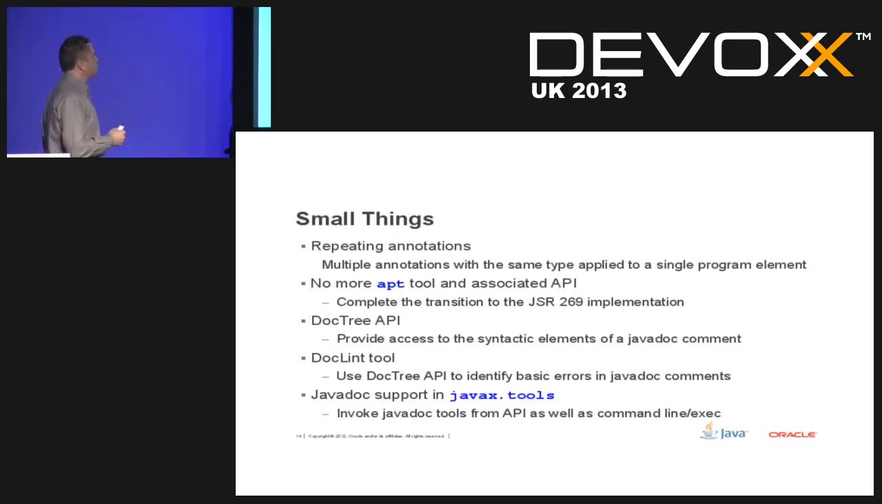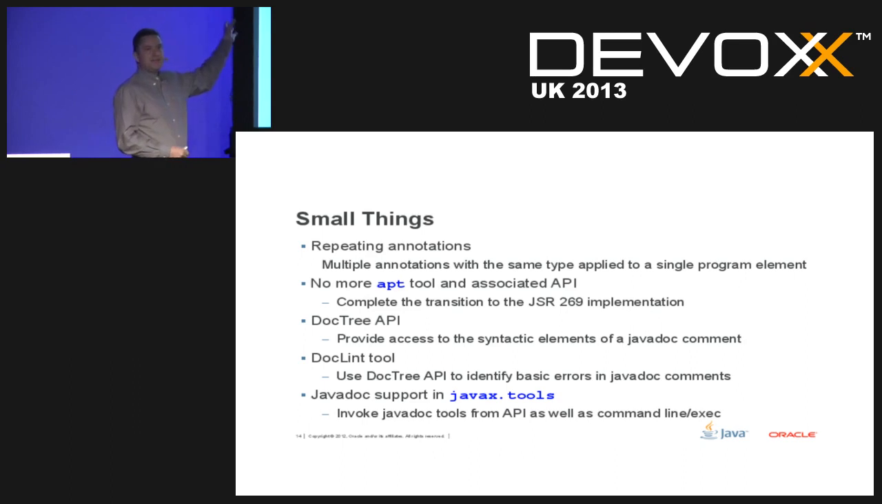There are a bunch of small things that are happening in terms of the language. One of those is, again, related to annotations. We're going to allow you to repeat annotations. That means that if you want to use the same annotation more than once on a particular type, you can actually do that. Single program element, multiple annotations.